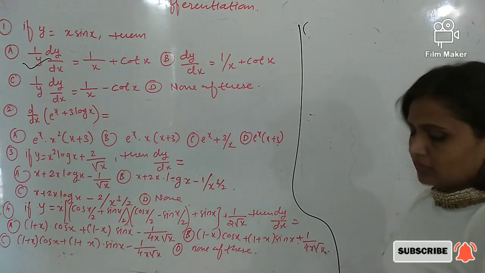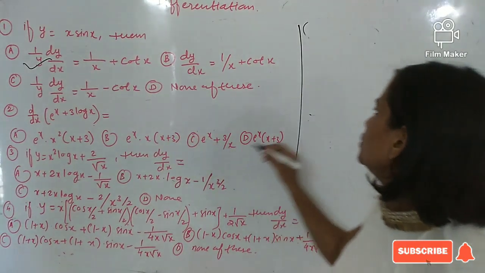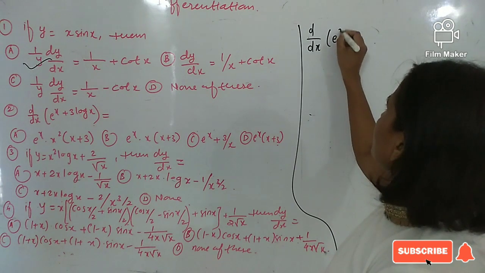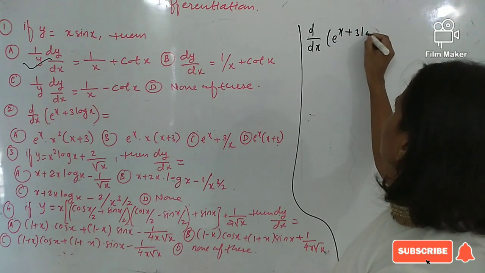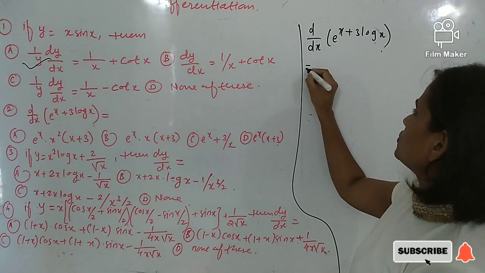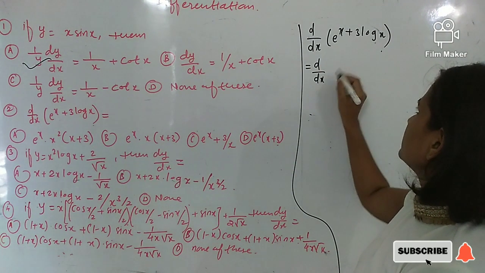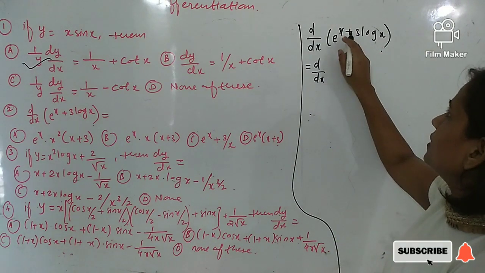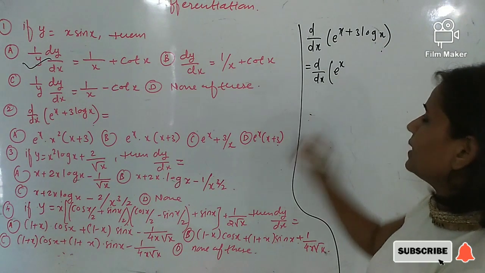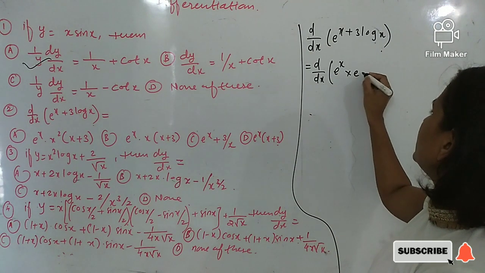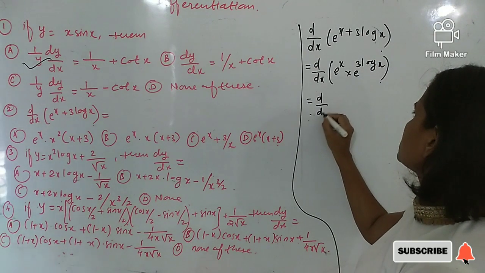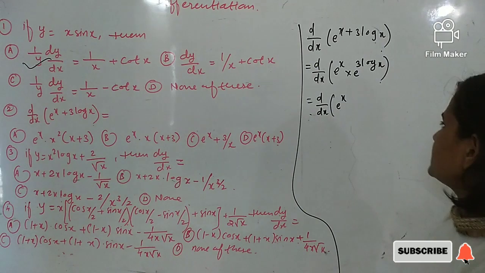The next question, question number 2, is: find d by dx of e power x plus 3 log x. First simplify this expression. I can separate the power, so I can write this as e power x into e to the power 3 log x. So d by dx of e power x stays as it is.